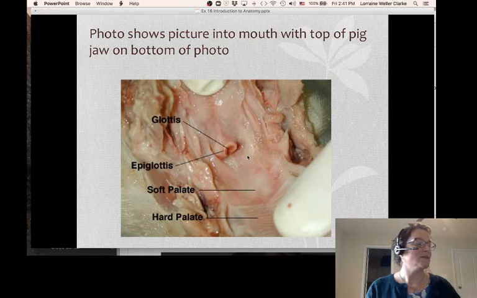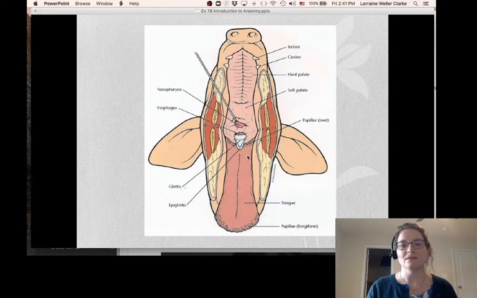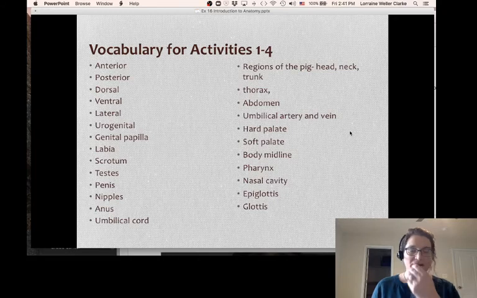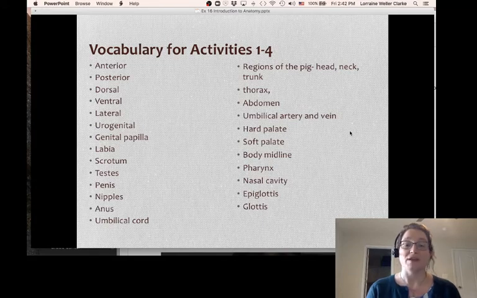And you do need to label, okay? So this is in your book, and it's not labeled. Make sure you understand the labels and where everything should go, okay? So these are all the information for activities 1 through 4. There's a lot of vocabulary for this.